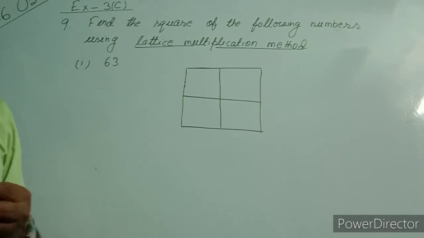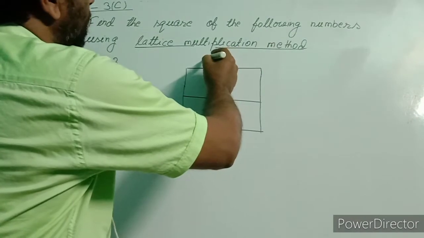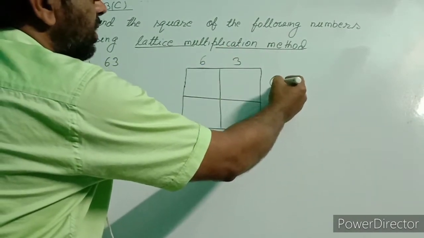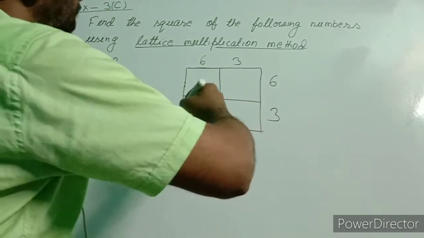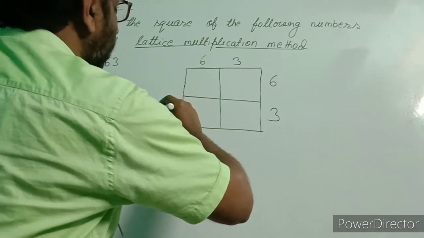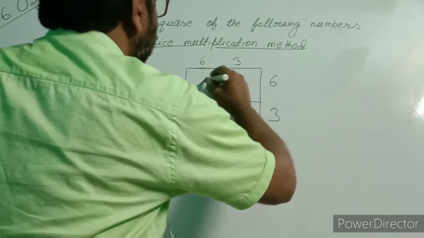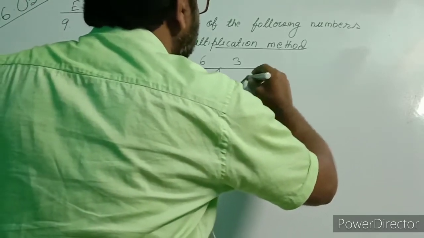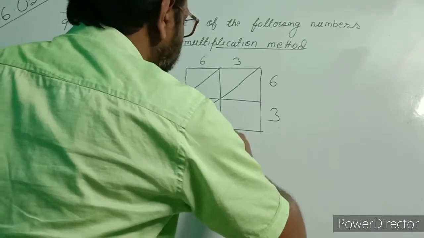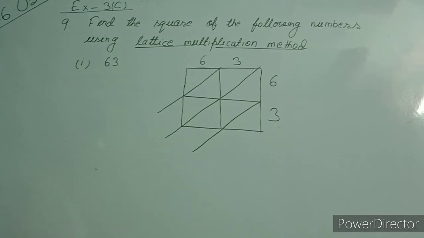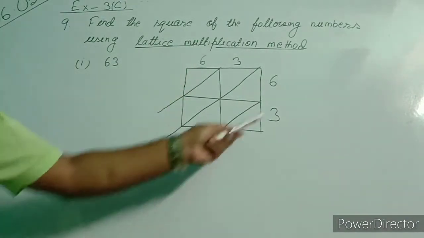In 63, 6 and 3. These are 2 digits. So at the top, I write 6, 3. Beside this, I write 6, 3. Now prepare the diagonals in this way. And one more diagonal, and here also one more diagonal. So we prepared the diagonals of all the squares and we produced this chart.